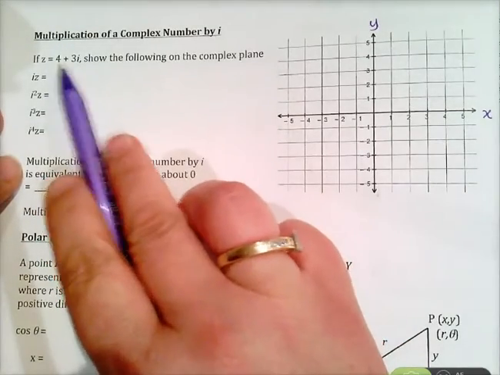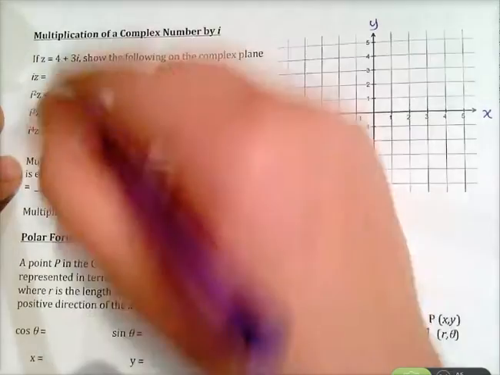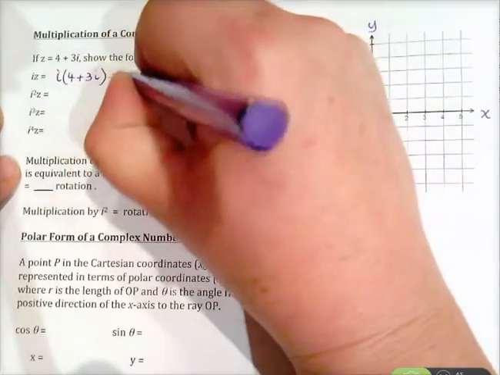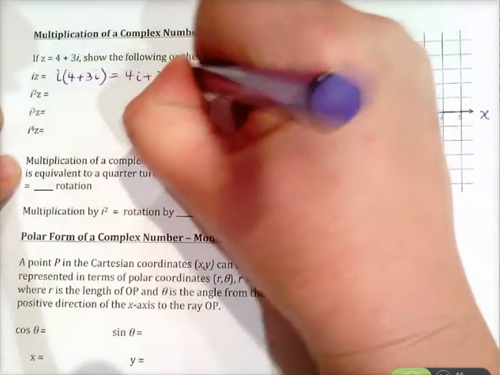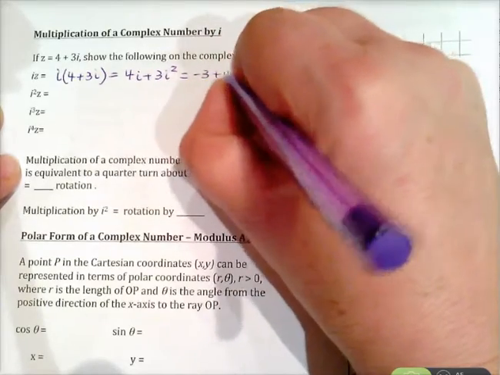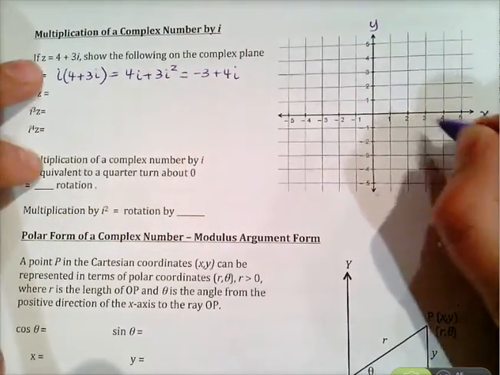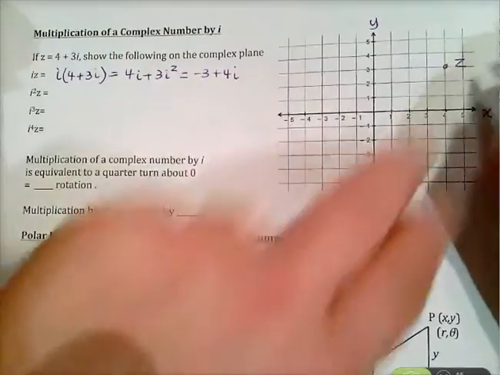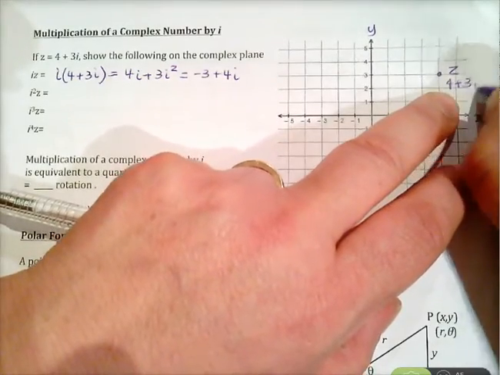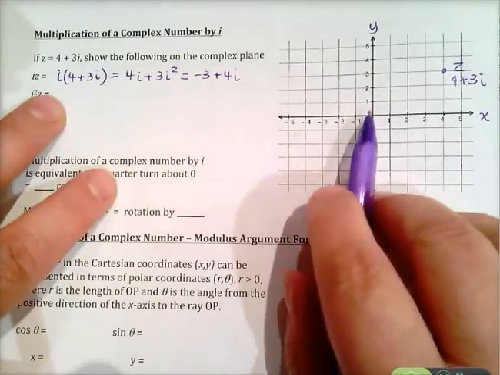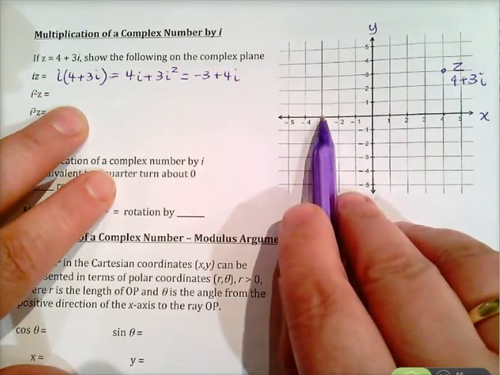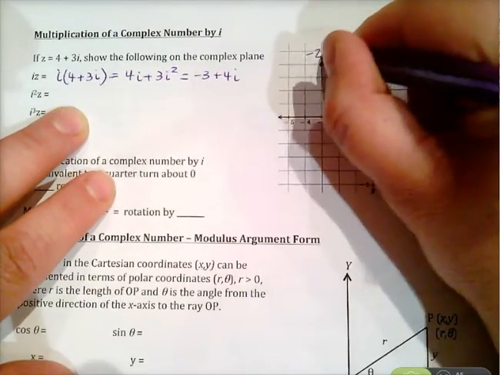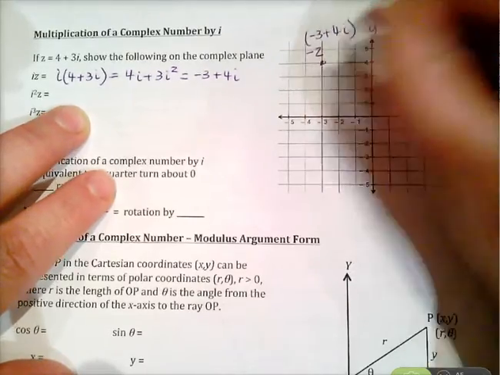So if Z equals 4 plus 3i, show the following on the complex plane, iZ. So that is i times 4 plus 3i, which is 4i plus 3i squared, which is negative 3 plus 4i, because i squared is negative 1. So let's just plot Z, that's Z, which is 4 plus 3i. Let's plot iZ, which is negative 3 plus 4i.